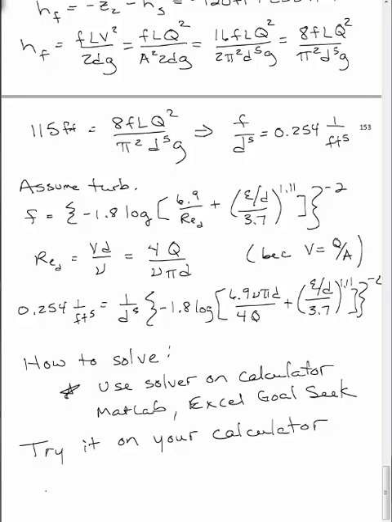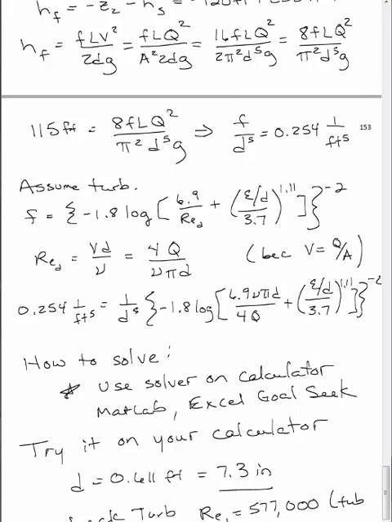I'll go over it in class as well, but the answer I got was D equals 0.611 feet, which is 7.3 inches. And then the last thing you want to do is check to see if it's turbulent. If you plug that in, you get a Reynolds number of 577,000. So yes, it's turbulent. That's good. Try this yourself, see what you can do, and I will see you in class.